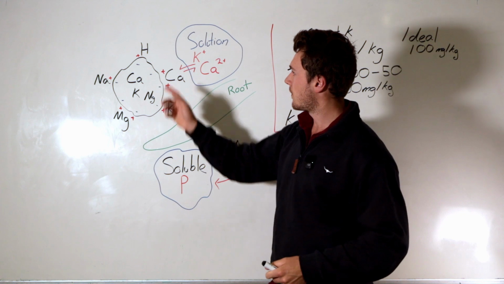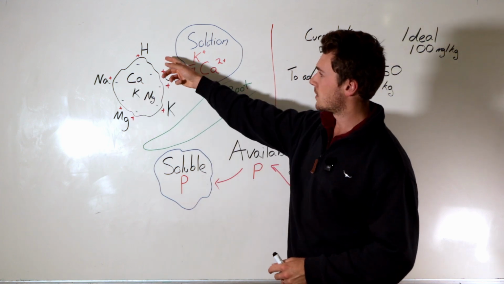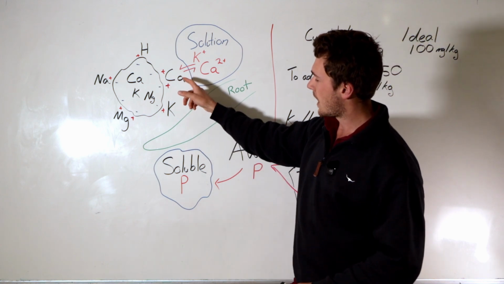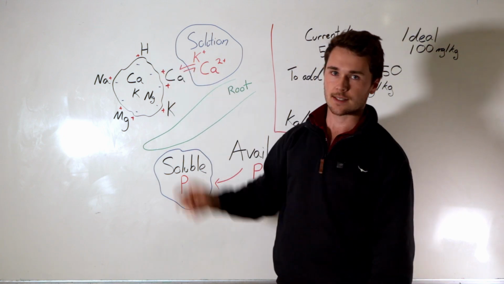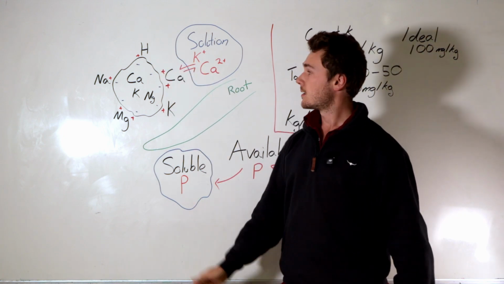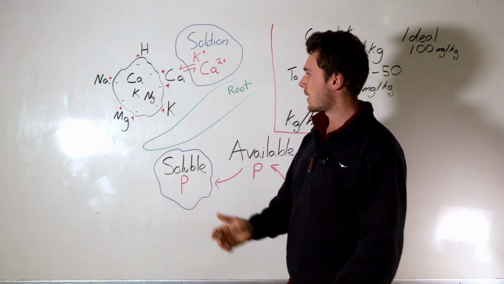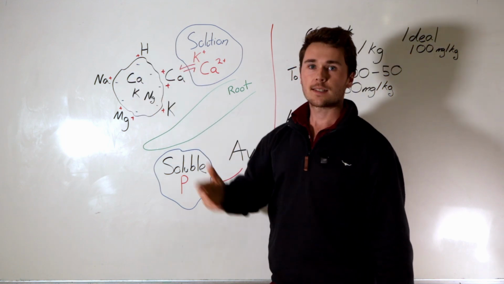So you'll see here we have 1, 2, 3, 4, 5, 6, 7 sites. Hydrogen takes up one of those sites. So the base saturation, which is the base cations, takes up 6 out of the 7 sites, and hydrogen takes up 1 out of the 7 sites. So that's going to have a base saturation of 6 out of 7, whatever that is as a percentage. So that's what the base saturation is.